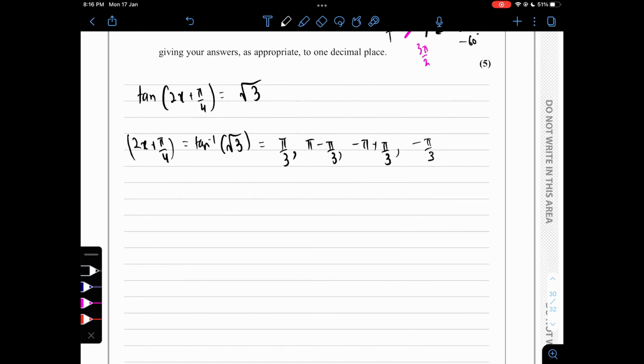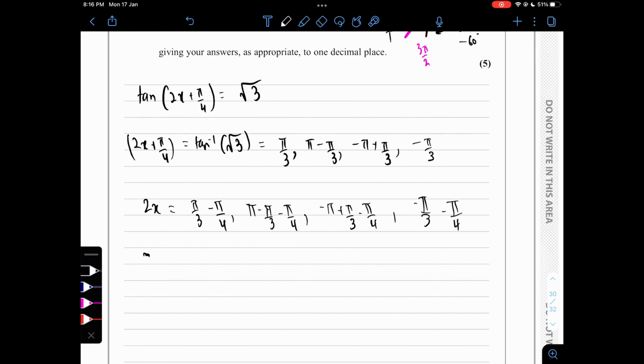But are we done here? No, we're not. So 2x + π/4, or actually it is 2x, we can take away the π/4 now. So this will be π/3 minus π/4, π minus π/3 take away π/4, minus π plus π/3 minus π/4, minus π/3 minus π/4.